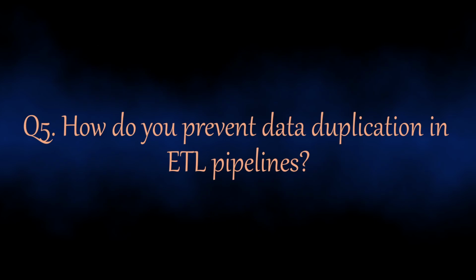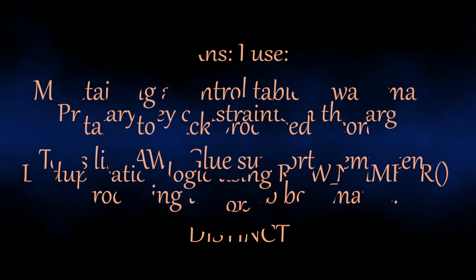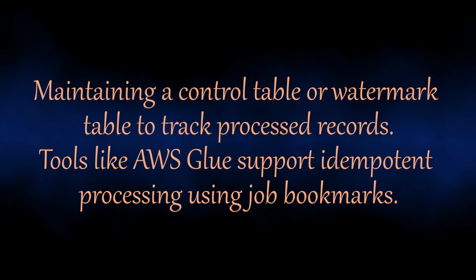Q5. How do you prevent data duplication in ETL pipelines? Answer. I use primary key constraints in the target, deduplication logic using row number or distinct, and maintain a control table or watermark table to track processed records. Tools like AWS Glue support idempotent processing using job bookmarks.